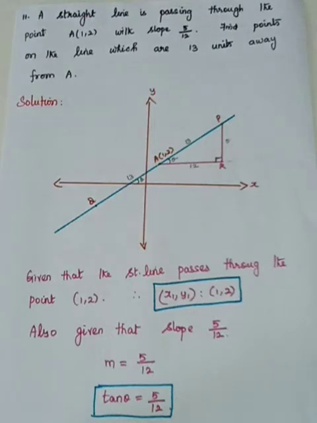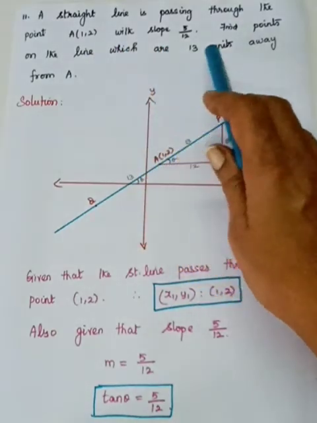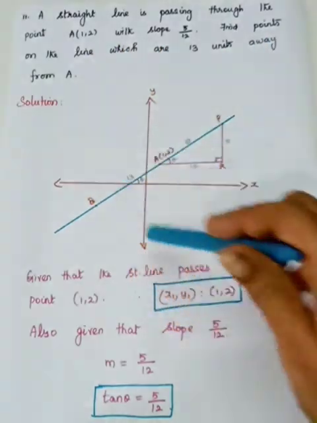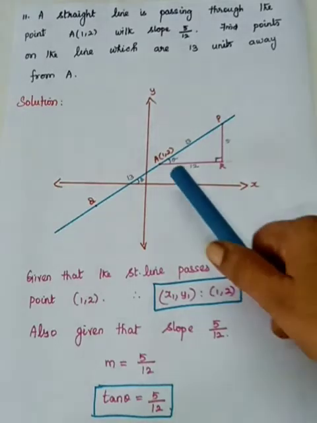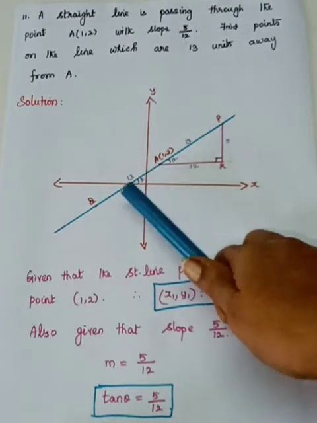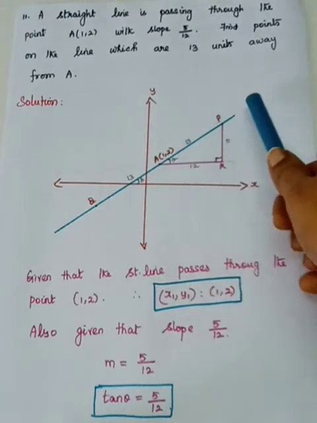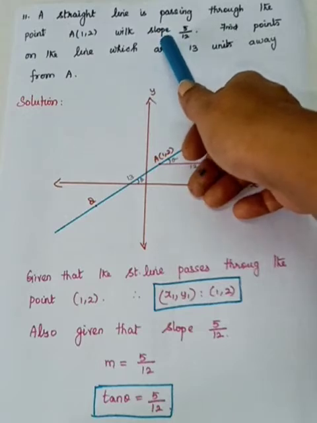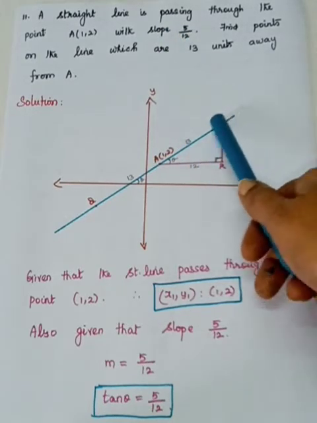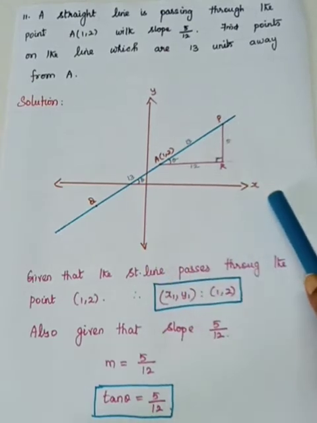You see what is asked? Find points on the line which are 13 units away from A. So we have to find the points. How are they? They are 13 units away from the given point. So see that I have taken A of 1, 2 and the straight line has the slope 5 by 12. So therefore the straight line makes an angle, that is theta, with the x-axis.